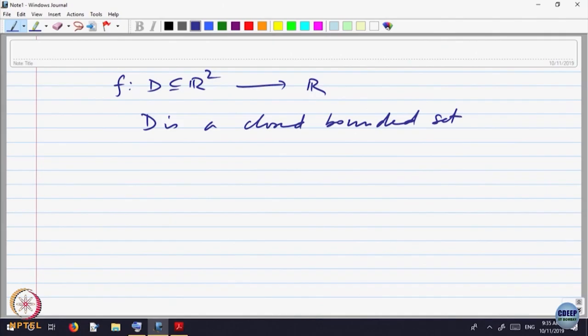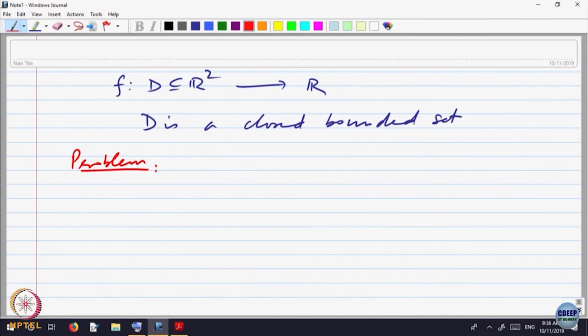It is something similar to, for a function of one variable, the domain was a closed bounded interval. And we will assume F is bounded. So the problem that we want to talk about is, in one variable we looked at the notion of area below the graph of a function.